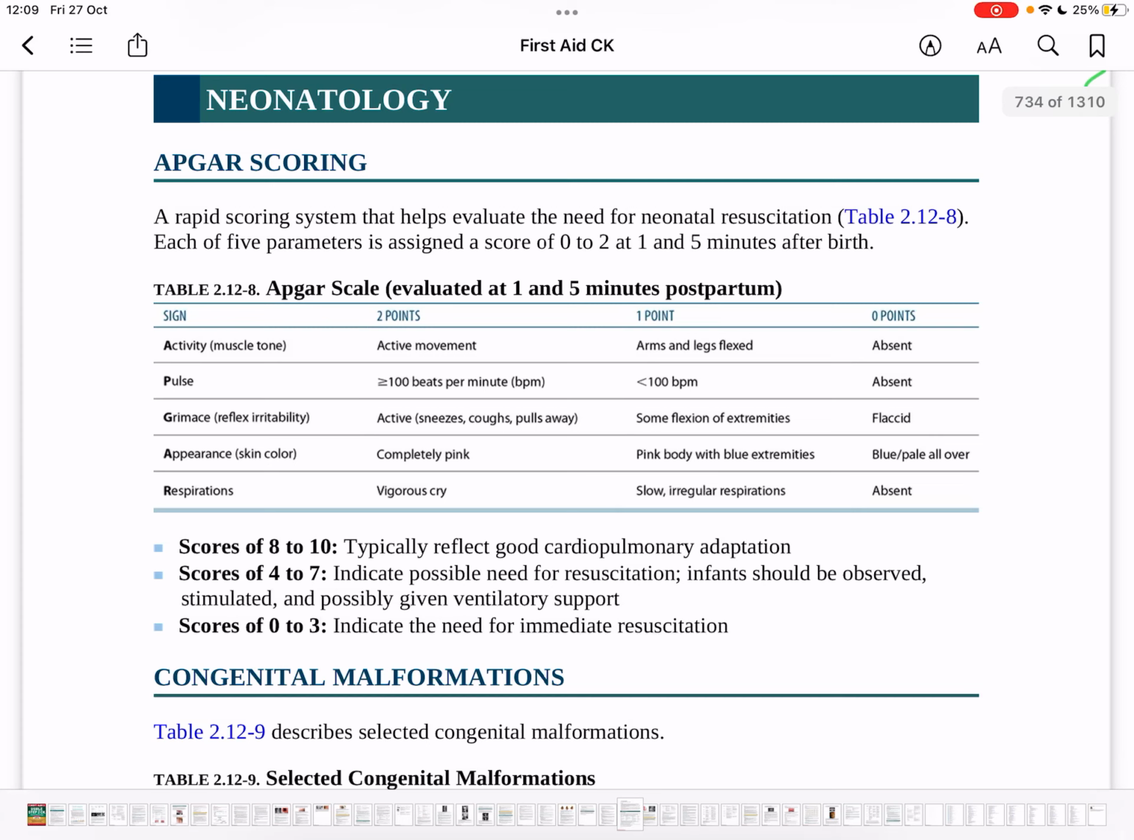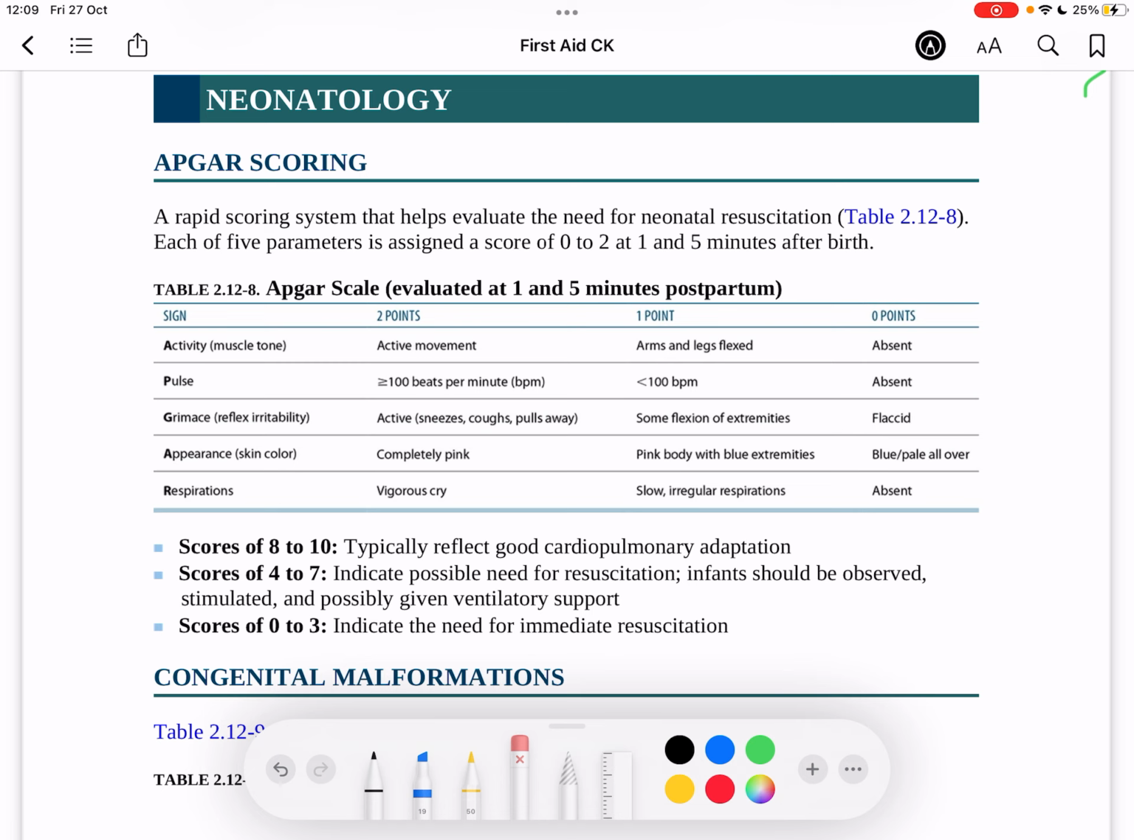Hello and welcome to a recording on neonatology. This is going to be covering all the kind of neonatology elements of the paediatric unit. We'll start off by talking about APGAR scoring.